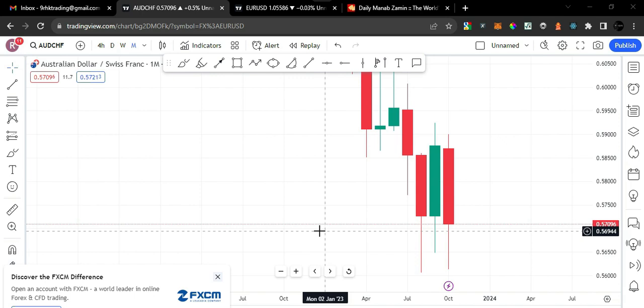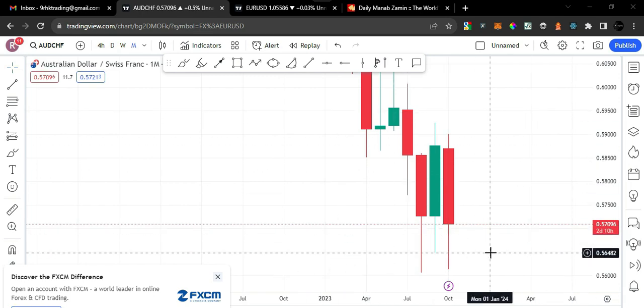We are going to analyze the AUD CHF pair today, and we will see what it can do next week. Let's come to the business now. This is a monthly time frame.